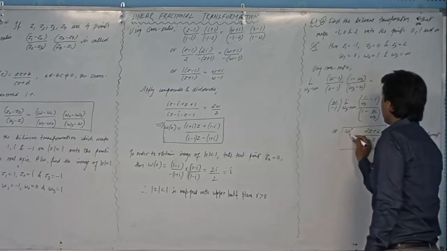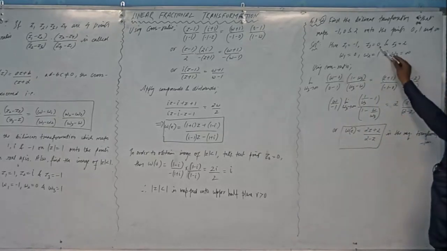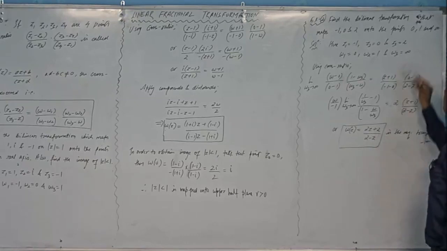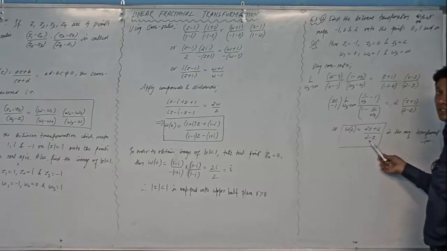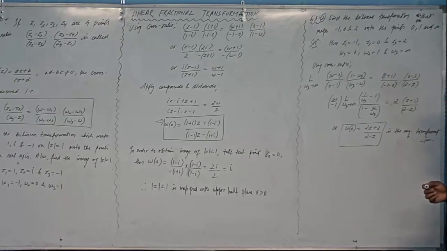Or you should write it as wz. Okay, and you should always check this. If you plug in 0 you should get 1. Putting 0, yeah, I am getting 1. And putting z3 equal to 2 in the denominator, you can see that this is going to infinity, right? This transformation is correct.